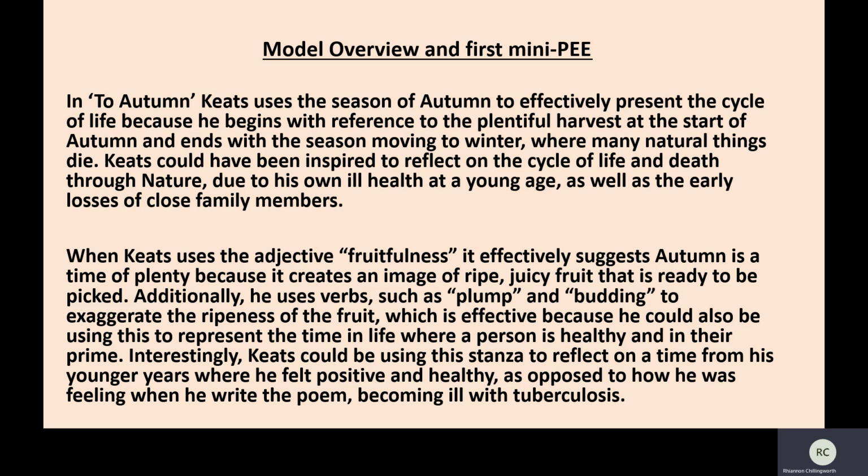When Keats uses the adjective fruitfulness, it effectively suggests autumn is a time of plenty because it creates an image of ripe, juicy fruit that is ready to be picked. Additionally, he uses verbs such as plump and budding to exaggerate the ripeness of the fruit, which is effective because he could also be using this to represent the time in life when a person is healthy and in their prime.